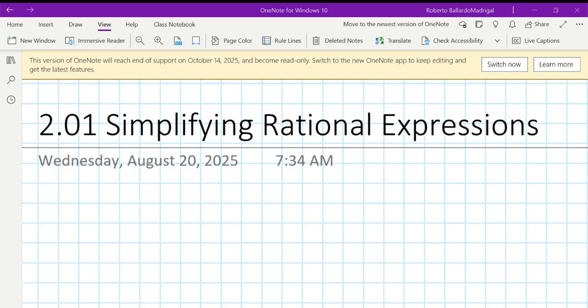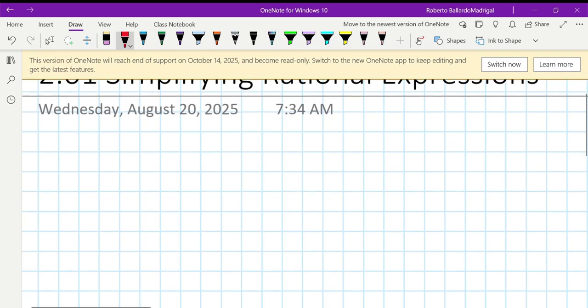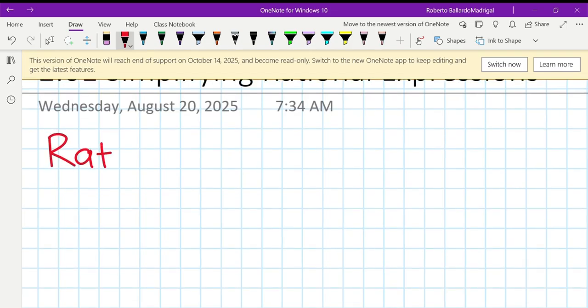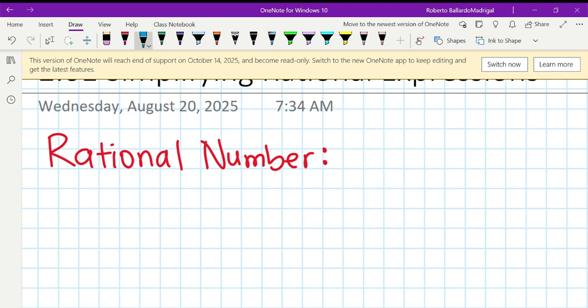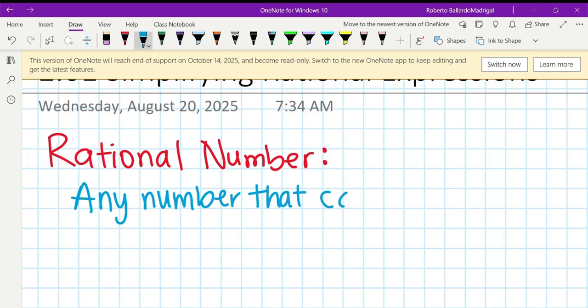One of the first things you guys should know is the vocabulary that we're going to be exposed to in this unit. So, what exactly is a rational number? Go ahead and write this down. A rational number is any number that can be written as a fraction. So let me write that down here. Once again, it's any number that can be written as a fraction.